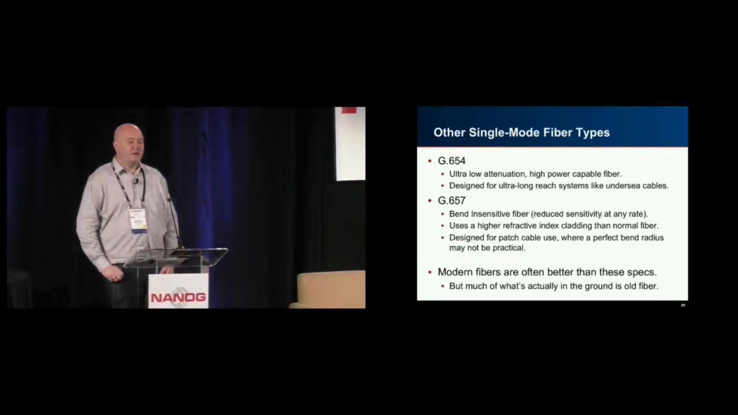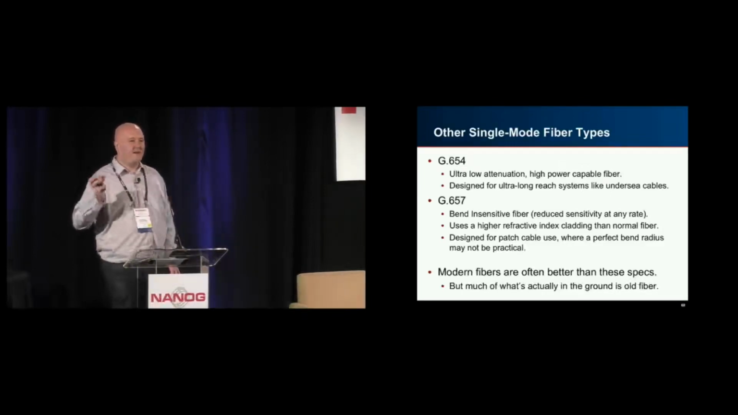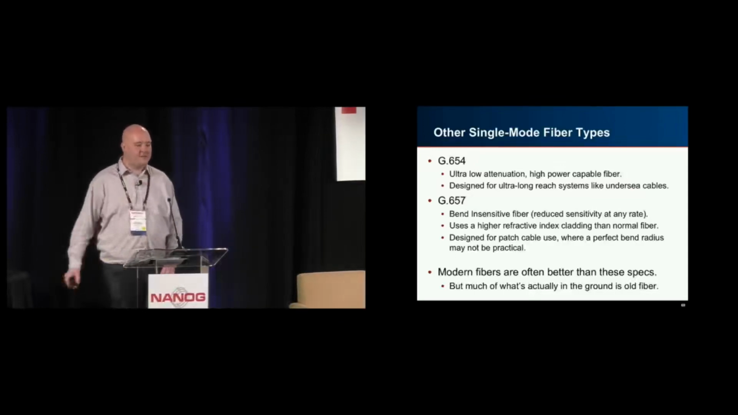Other common fiber types that are out there, like I said, G654 is your ultra low attenuation. Really what it's designed for is to be able to send really high powers. I'll talk more about this later, but it has a very large core. It has a very large effective area, so it lets you transmit really high powers without nonlinear issues, and you see this used for undersea cables.